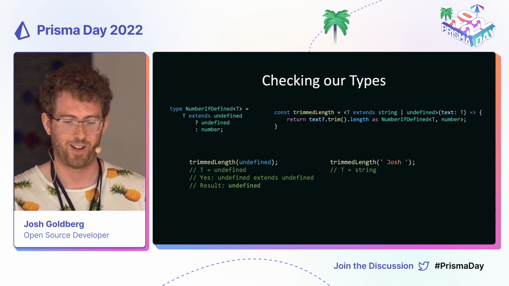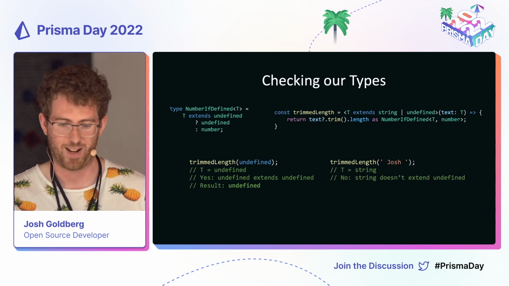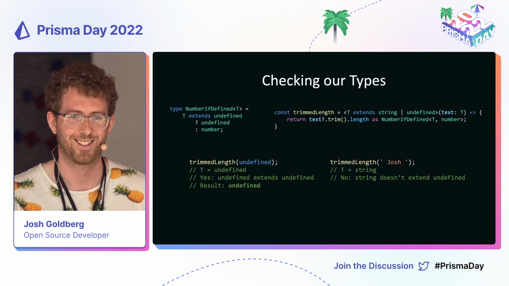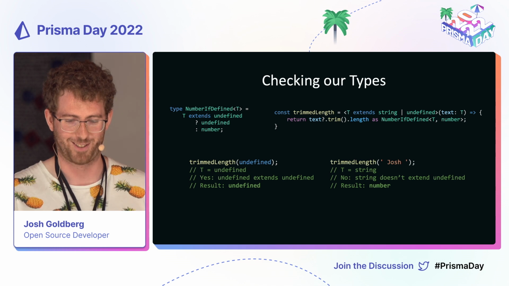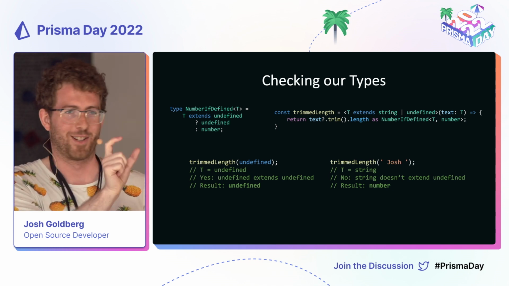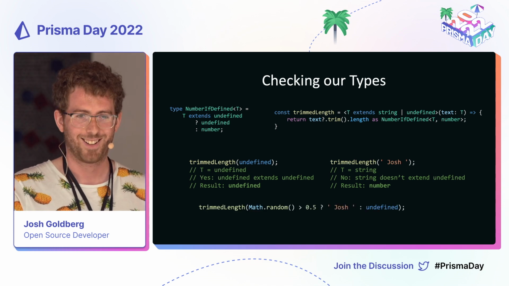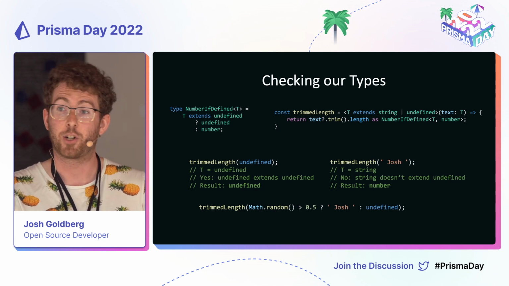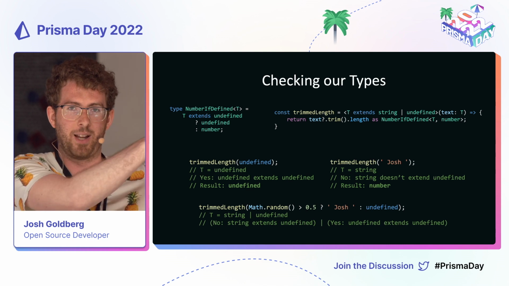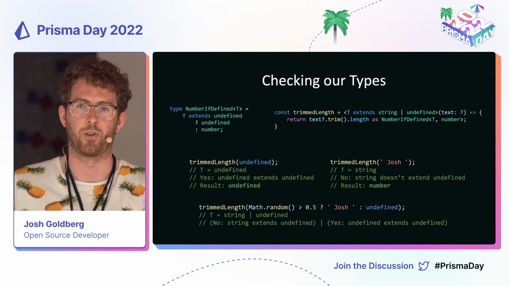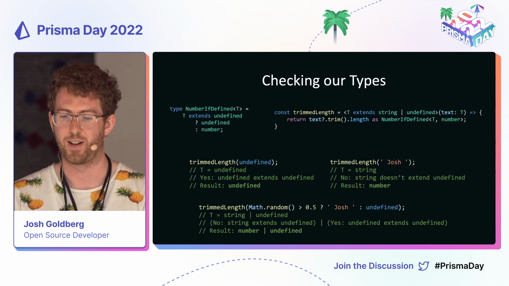Because undefined is undefined, it extends it. So yes, undefined. How about if we take in the string Josh, what would the return result be? T would be a string. No, string doesn't extend undefined. What is it? Number, or 6. Sorry, someone was saying 6. Yes. You didn't have to count out, but thank you. Cool. So if we then give it something that could be either string or undefined, T is string or undefined, which means it could either be undefined or not, which means the result is number or undefined.